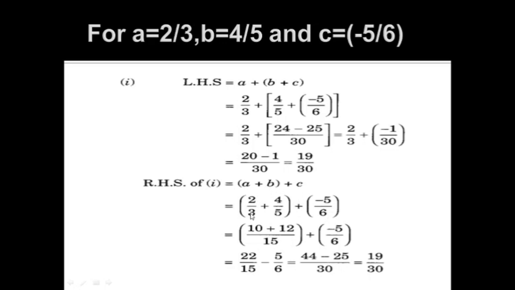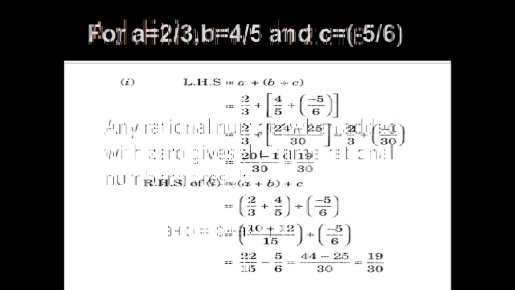So the a and b is written in the bracket. That should be solved first and we'll get the answer as 22 upon 15. And when we add minus 5 by 6 to it, then the result is 19 by 30 again. So now we can see in both the cases the result is the same. So the property is verified.